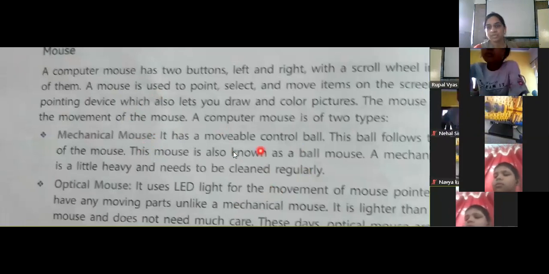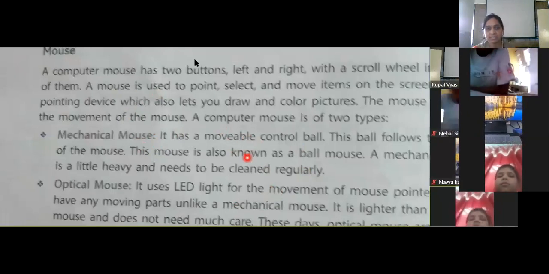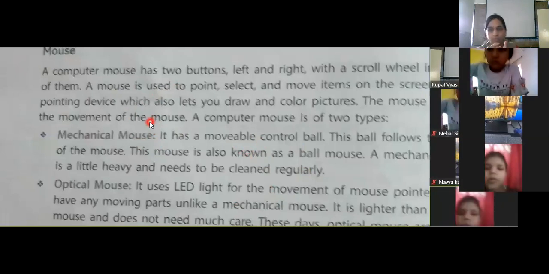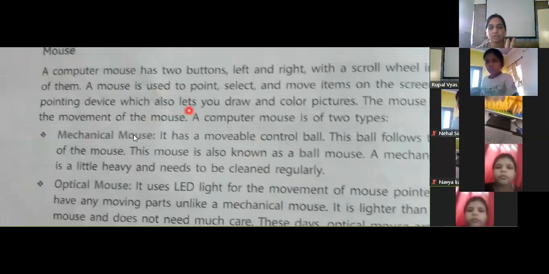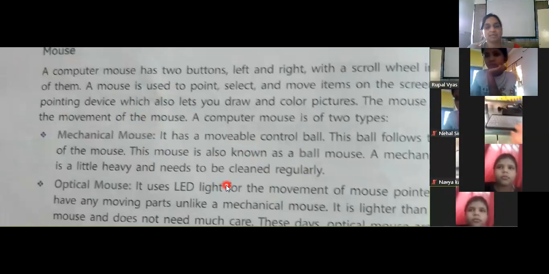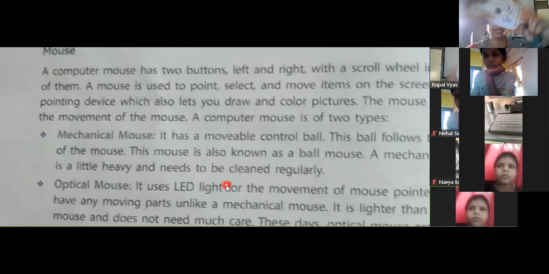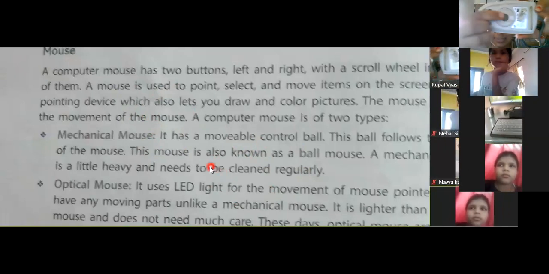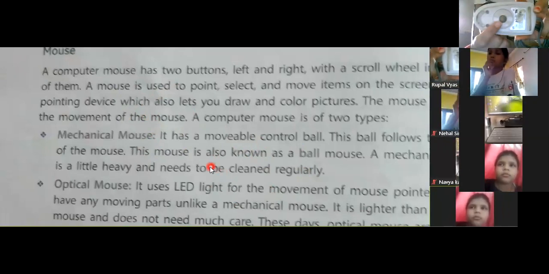So the second input device is the mouse. Basically, we have two types of mouse. Mouse is the pointer, as you can see on your screen. This is the pointer, and two types of mouses we have. The very first mouse is this mechanical mouse. In this, you can see the ball is given over here. You can see this ball.